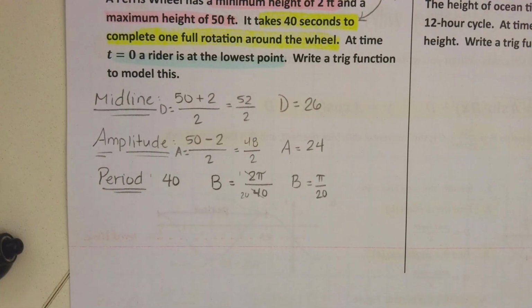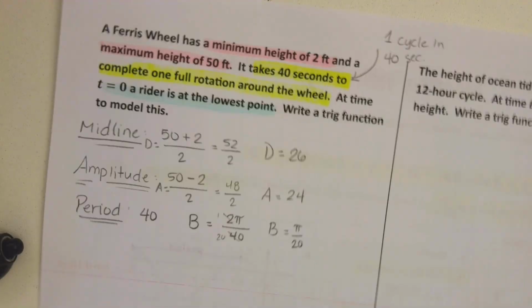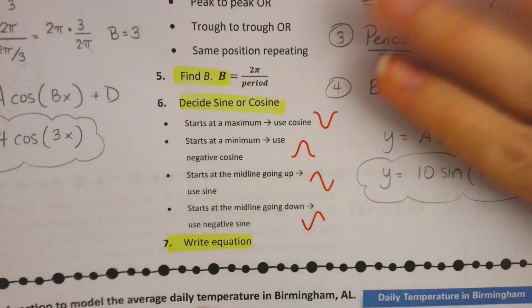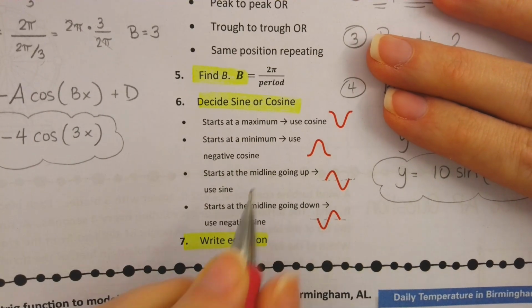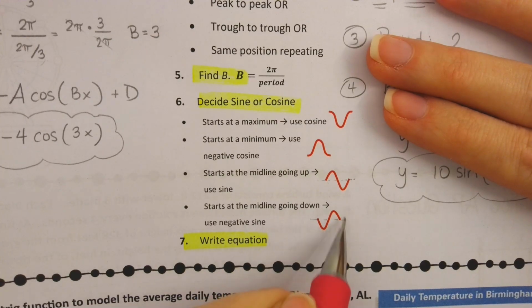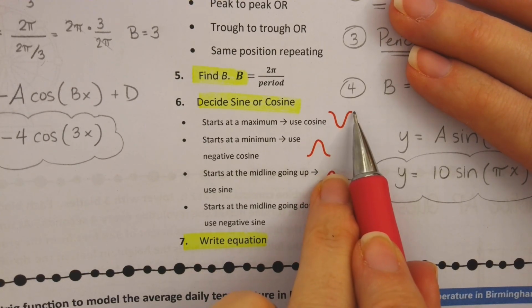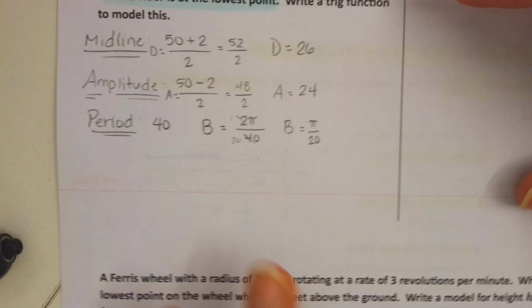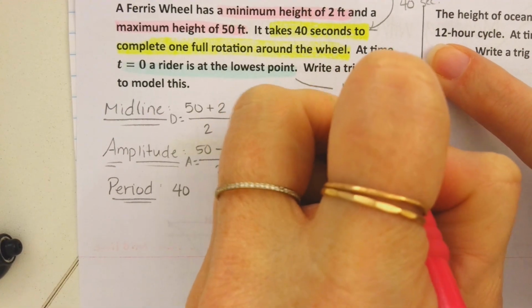And then lastly, figuring out what type of trig function this is. Right here where it says at a time of t equals 0, the rider is at the lowest point. To think about what trig function that is, we need to see which one of these starts at the lowest point. Well, it can't be sine or negative sine, because both of these start at the midline. Sine starts at the midline and goes up, negative sine starts at the midline and goes down. Regular cosine starts at the highest point and goes down. But negative cosine starts at the lowest point and goes up. And ours, as they said, starts at the lowest point. So this has to be negative cosine.